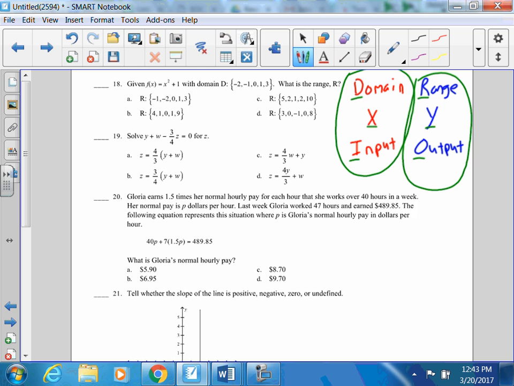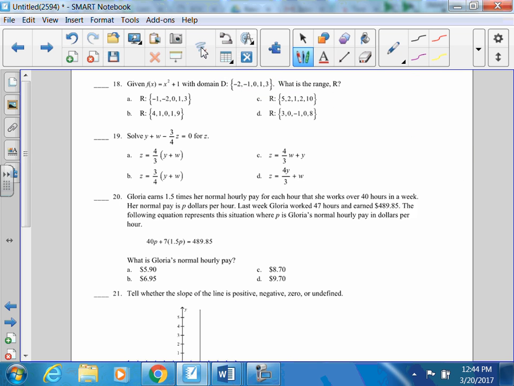So they give you the domain as -2, -1, 0, 1, and 3. That's what we want you to plug in for x, and you want to figure out what the range is. So we want to figure out what we're going to get out for y. That's all this is. So if you have y equals x squared plus 1.